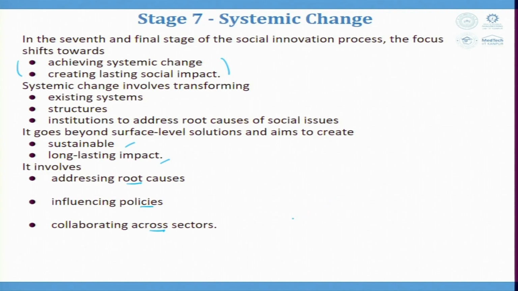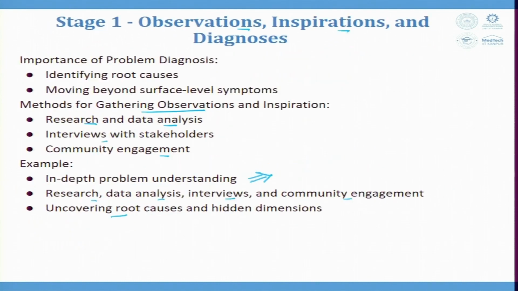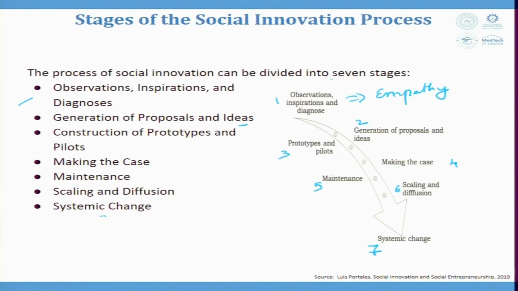The 7 stages which we saw in this lecture are very important: observation, inspiration and diagnosis. Next, you try to generate a proposal or ideas, then you try to make prototypes, then you try to make the case, then you try to maintain it, then you try to do scaling and diffusion, and finally, what you do is systemic change.